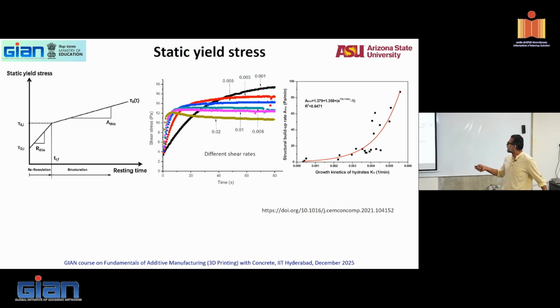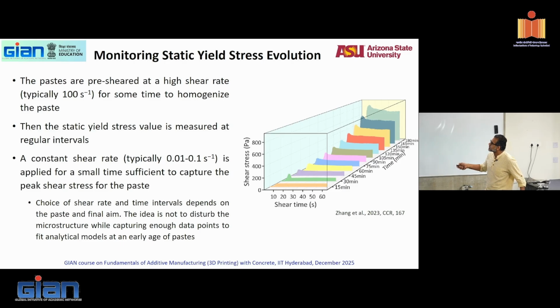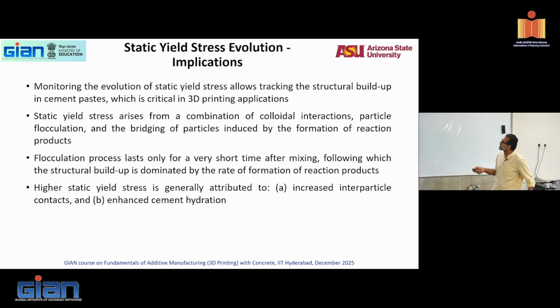I'll skip that. I'll show you here. This is time, this is how much shear time in seconds you have done. And at different times, you see the shear stress evolving, right? So static yield stress is measured at regular intervals. Pastes are pre-sheared at high shear rates for some time to homogenize. Then a constant shear rate is applied for a small time, and then you find out the peak values. All of you see those peak values in all of these cases here? That's a static yield stress at each of those times. And you find the static yield stress that allows tracking of the structural buildup.